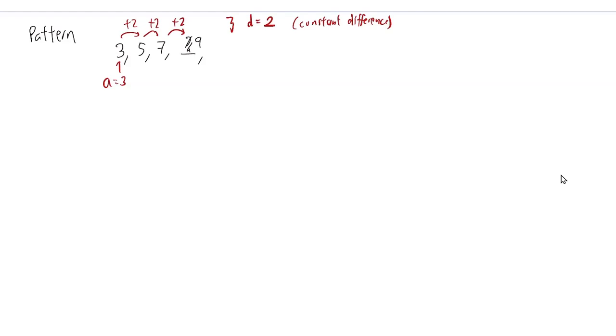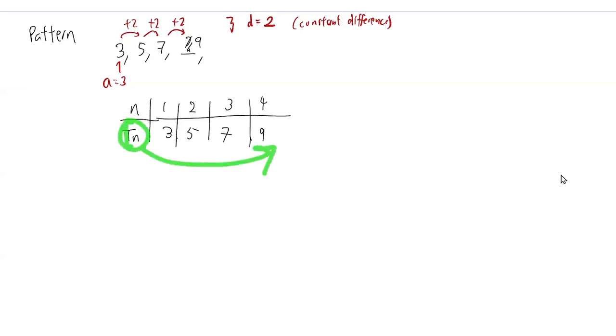We can draw this inside our table like this. We've got N and Tn, or sometimes we also use U with subscript n. I'll just use Tn for now. 3, 5, 7, 9. Sorry, that should be at the bottom. This is 1, 2, 3, and 4. So we want to find a generic formula for the nth term.